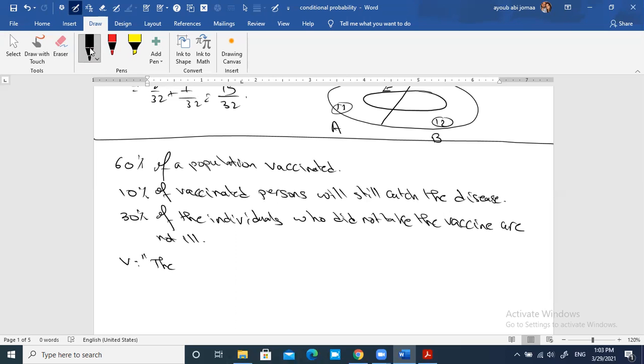The person is vaccinated. Event I, the person is ill. طيب بدنا نفهم شو في عنا ونرسم هالدياجرام هلا اللي بدنا نرسمه ونفهم شو بدنا نعمل.